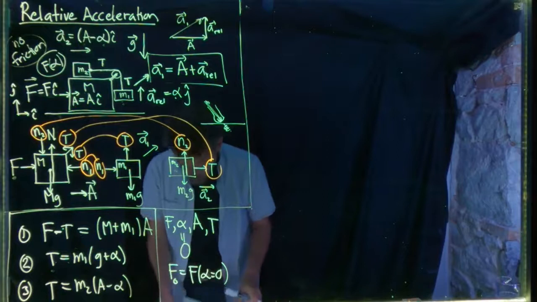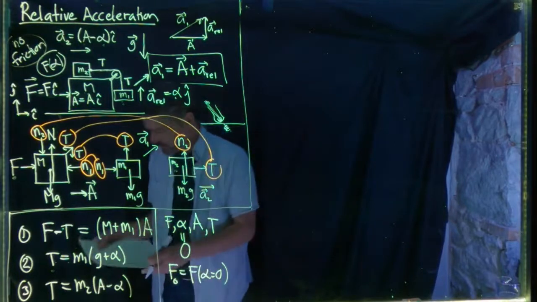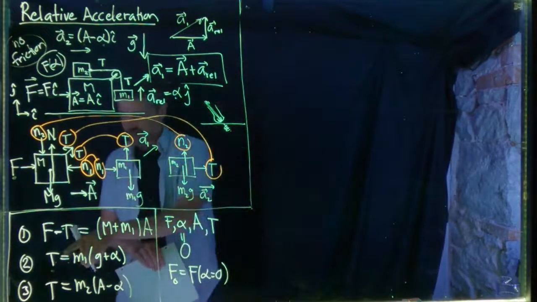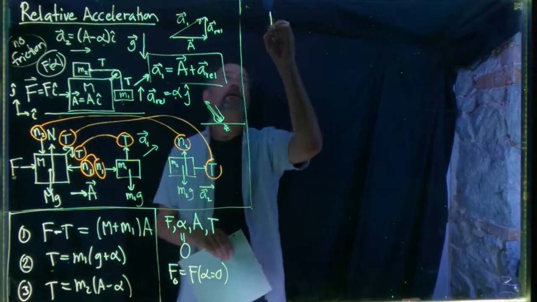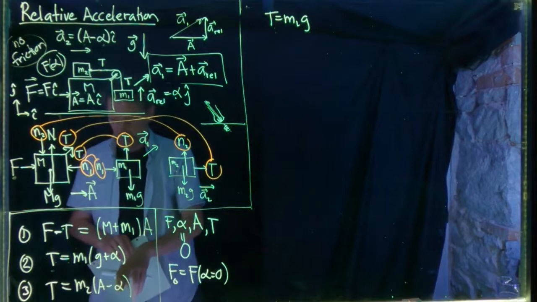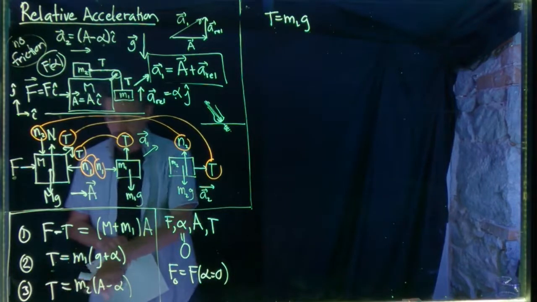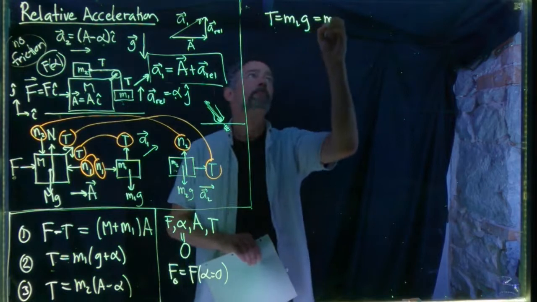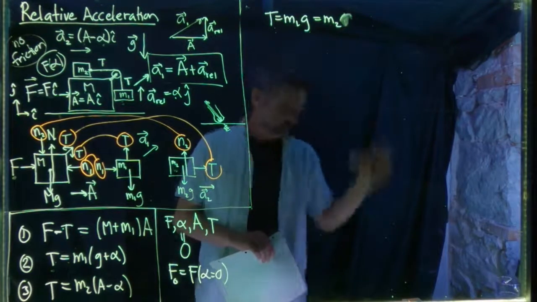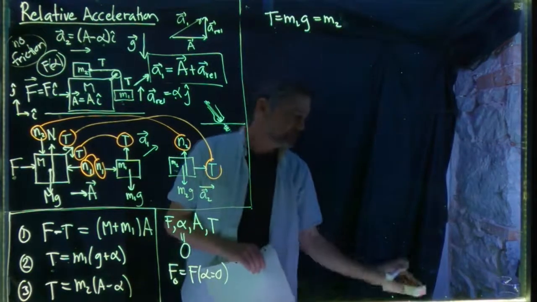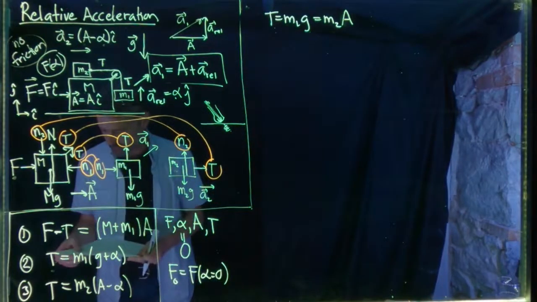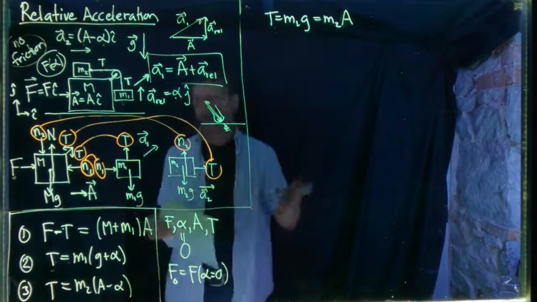Now we just solve these equations. With alpha equal to 0, this is easy. Equation number 2 says that the tension T is equal to m1g. When alpha is equal to 0, equation 3 says that T is also equal to m2A. And that's it. So we have three things that are equal to each other.